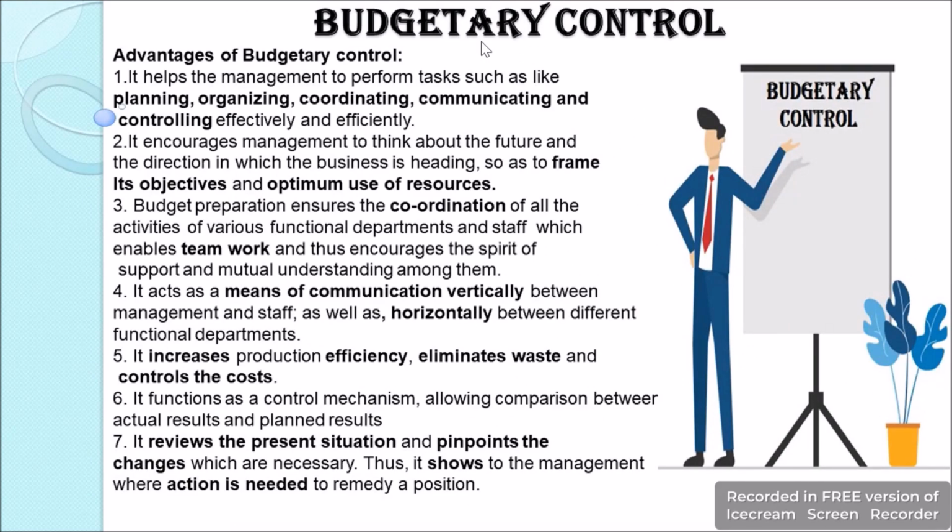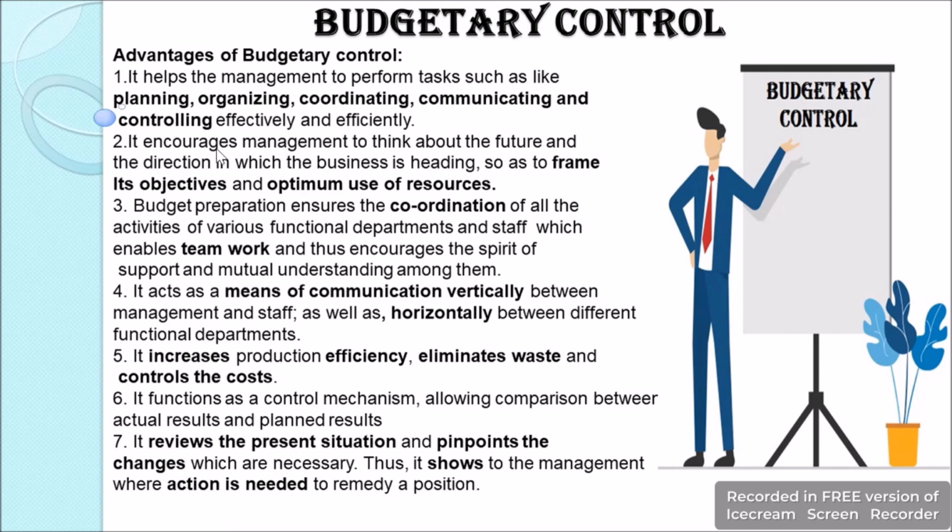Now let's understand the advantages of budgetary control system. In budgetary control system, what we do is we control the business by means of making budgets. So there are various advantages when we do this. The first one is it helps the management to perform its tasks. The main duties or tasks of management is planning, organizing, coordinating, communicating and controlling, and all these tasks can be performed more effectively and efficiently by means of budgetary control system.